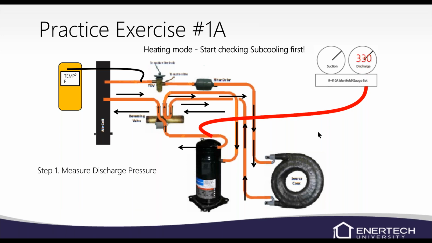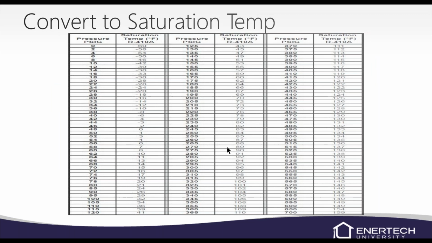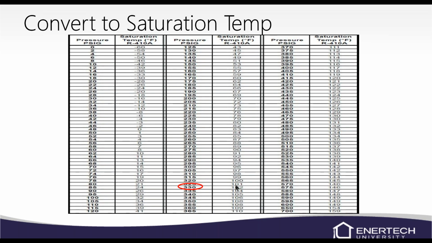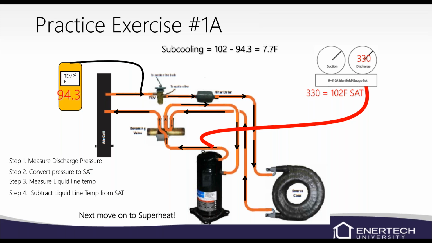Check our discharge pressure of 330 psi. And here's where we look at our pressure temperature chart. So if we had 330, that would tell us that's 102 degrees saturation temperature. So you kind of got to write that down. And then we'll look at our line temperature. Our line temperature was 94.3. So that tells us we have 7.5 degrees of subcooling. Again, that's only part of the equation. So we'll go ahead and we'll move on to our superheat.